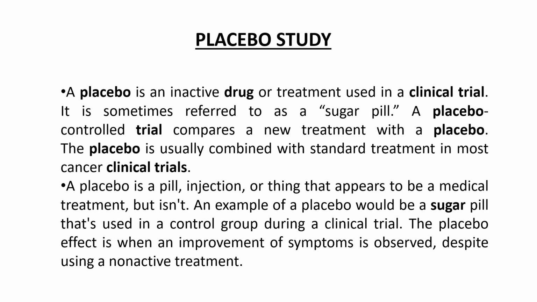What the placebo does is that the brain convinces the body it is a real one and it stimulates healing. That is what happens in placebo, and it is very effective in blind studies that we will discuss later. So a placebo is a fake injection or thing that appears to be a medical treatment, but it's not. An example of a placebo could be a sugar pill used in the control group during a clinical trial.